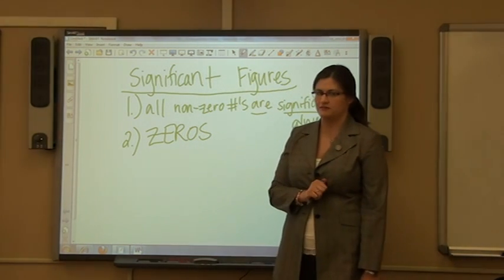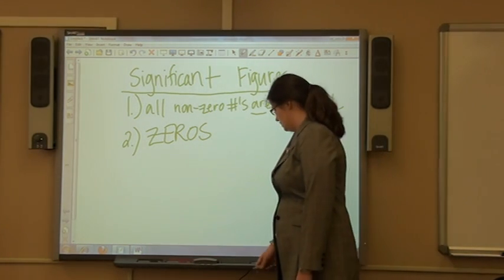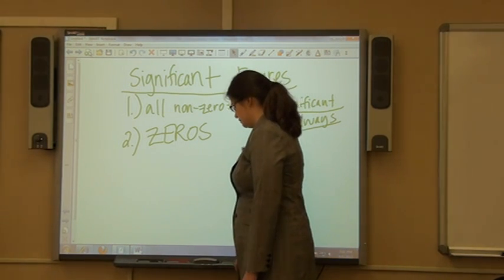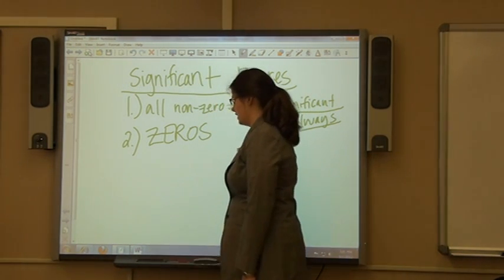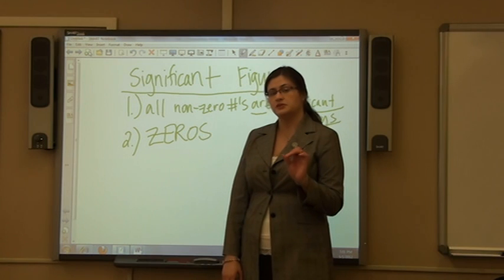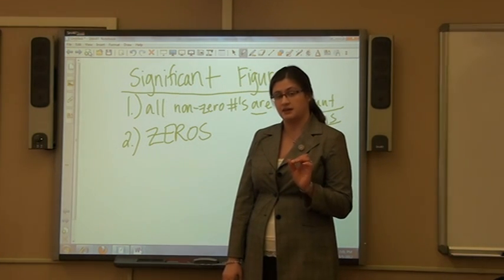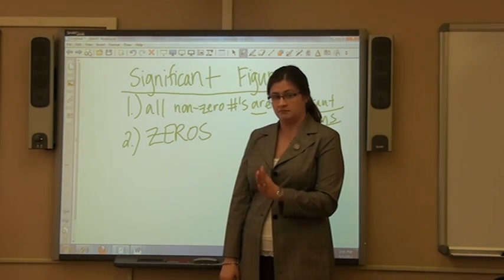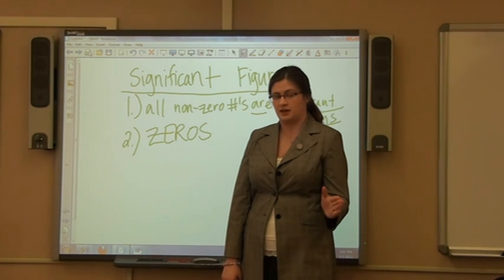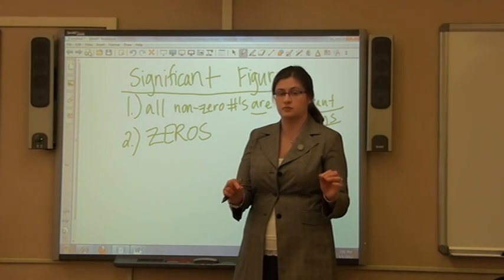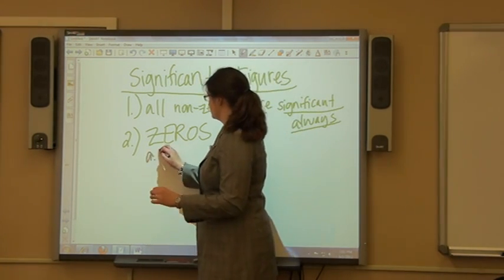That leaves us with the lovely old 0 to talk about. 0 is what makes this so confusing. Okay. There are 3 different places that zeros can be in a number: at the beginning, in the middle, and at the end. There's a different rule for each of those placements.